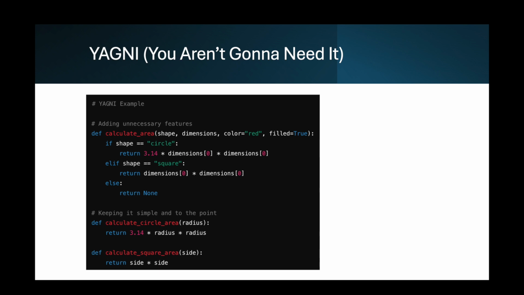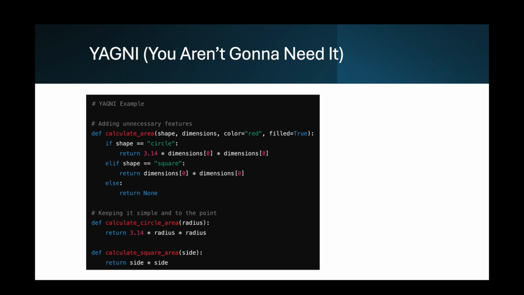Here is an example where you're adding unnecessary features. We have calculateArea, which takes shape, dimensions, color, and filled equal to true. Now if shape equals circle, it will return back the area for that. Shape equals square, it will return the area. Now why do we need color and filled properties for this? We don't need those. So we are adding unnecessary features inside this particular function.